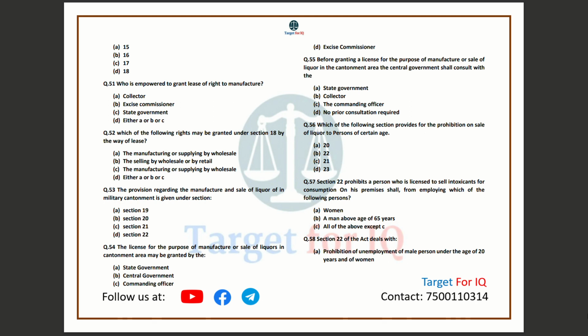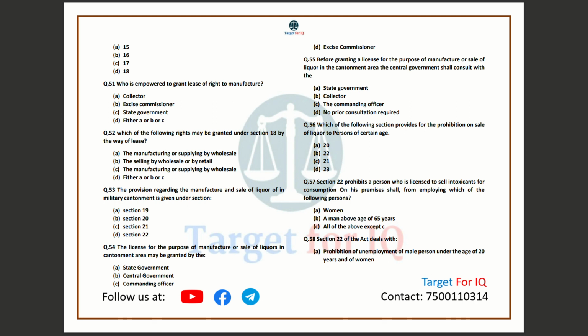Question number 53. The provision regarding the manufacture and sale of liquor in military cantonment is given under section, option A 19, B 20, C 21, D is 22. The correct answer to question 53 is option B, that is section 20.